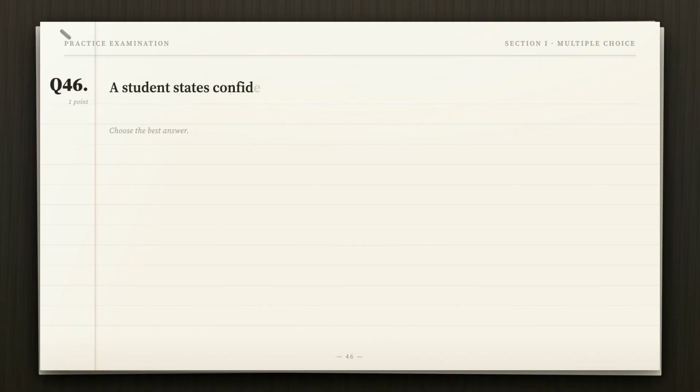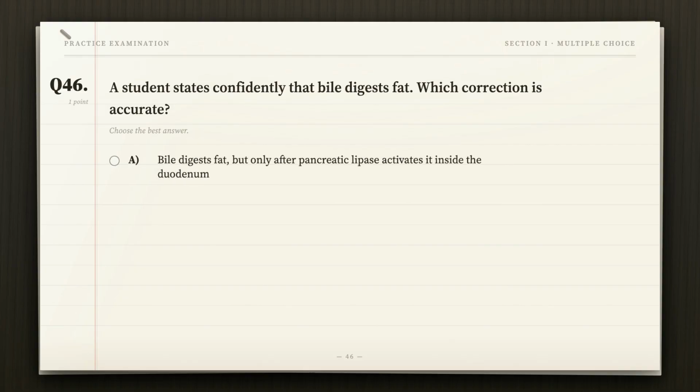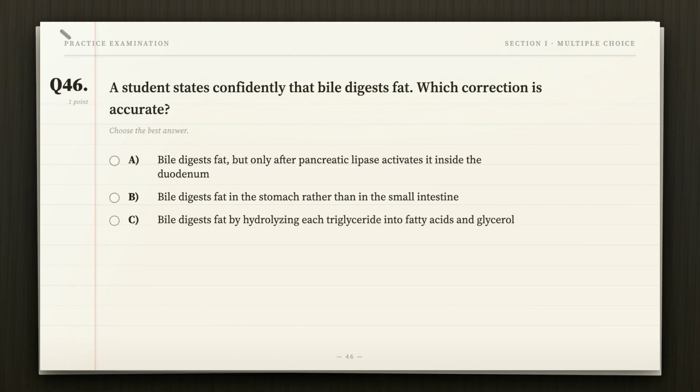Question 46. A student states confidently that bile digests fat. Which correction is accurate? Your options are A. Bile digests fat, but only after pancreatic lipase activates it inside the duodenum. B. Bile digests fat in the stomach rather than in the small intestine. C. Bile digests fat by hydrolyzing each triglyceride into fatty acids and glycerol.